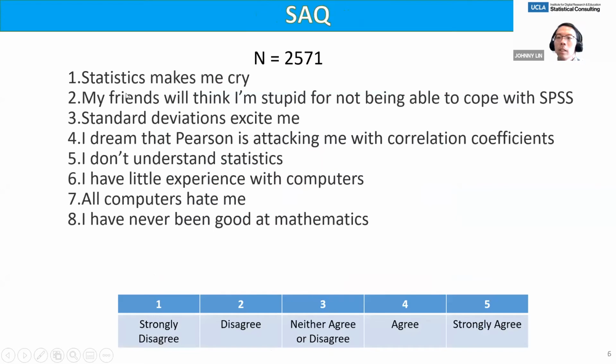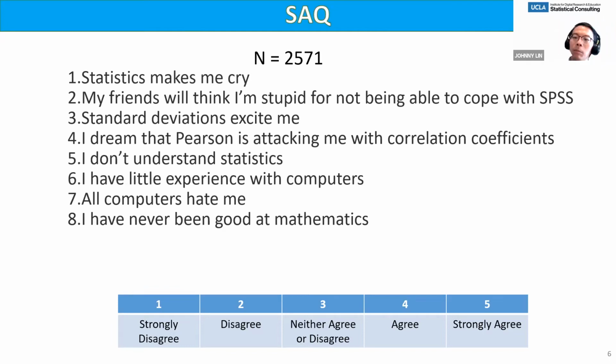All right, so today we're going to be talking about CFA. Okay, so to motivate the example, we're going to talk about the SPSS anxiety questionnaire. So maybe some people are scared of using statistical packages like SPSS. So this is just an example of 8 items from the SAQ. And for example, "Statistics makes me cry." You know, for me, statistics makes me happy, right? But for some people, it makes them cry.